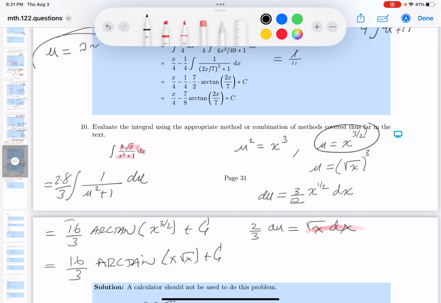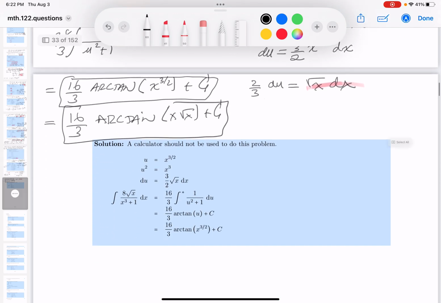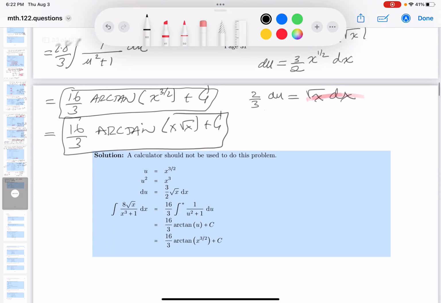Do not feel obligated to do that, by the way. This answer here and this answer here, to me, almost look identical. Let's look at the key, though, and see what they wrote down. And I notice they have 16/3 arctangent. Whoops, I'll go to the end. Arctangent of x to the 3/2. They have this answer written down, right?